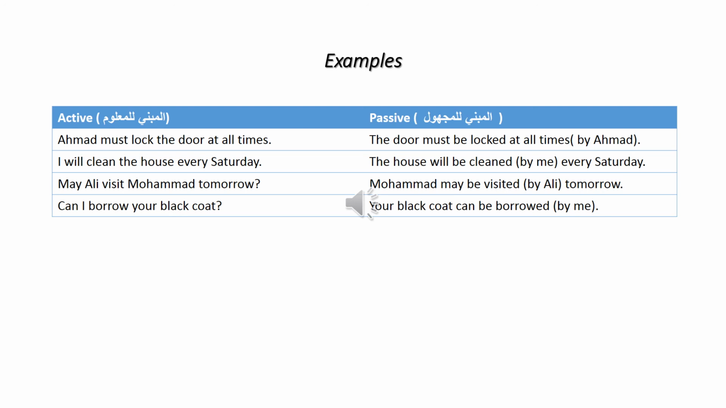The third example: may Ali visit Muhammad tomorrow? May, the modal; Ali, subject; visit, the verb, and it is in the base form; then Muhammad, the object; tomorrow. When I want to rewrite this sentence in passive form, I have to start with the object. Yes, Muhammad is the object, then may, the modal verb, then be, then verb 3, past participle, visited. Visited is the verb 3 from the verb visit.